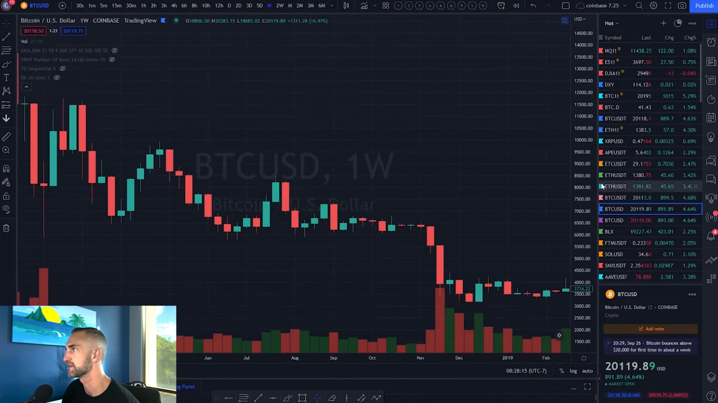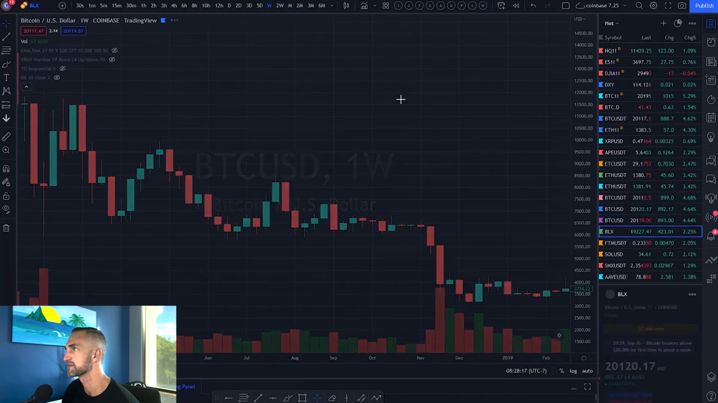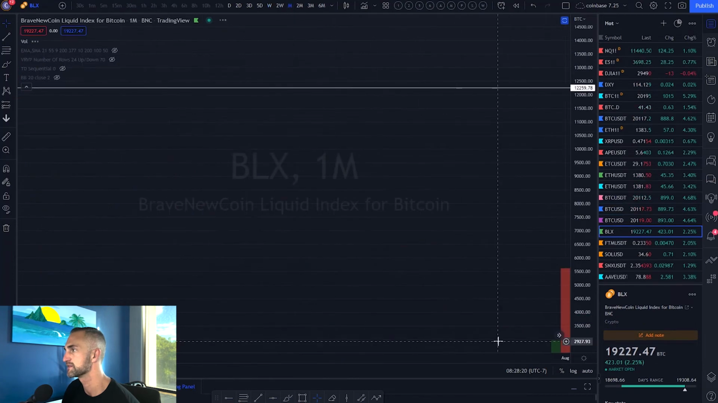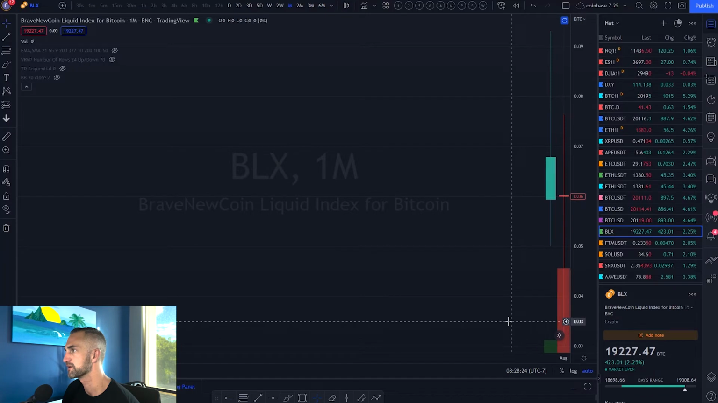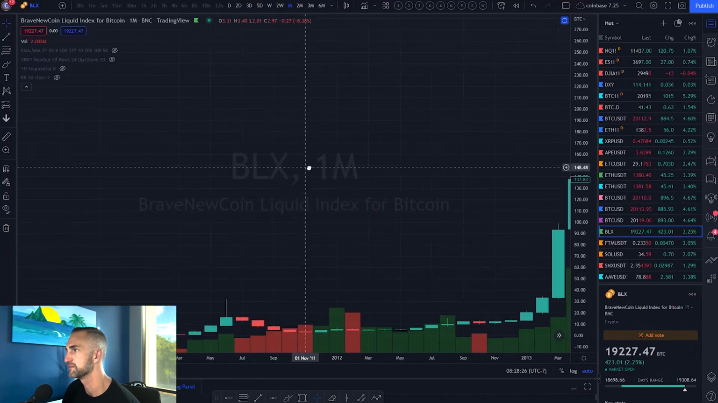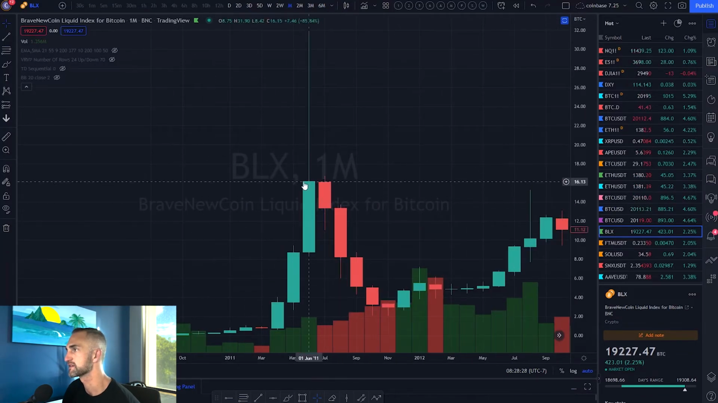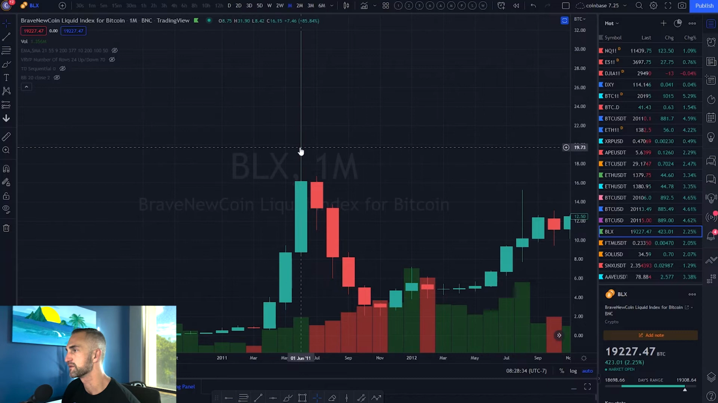Let's take a look at the monthly. I'm going to put up the BLX chart, which is our longest price history for Bitcoin, and see, are we going back to the annals of time? So yeah, this is clearly a swing high. Do we have follow through? So this is the beginning of Bitcoin.